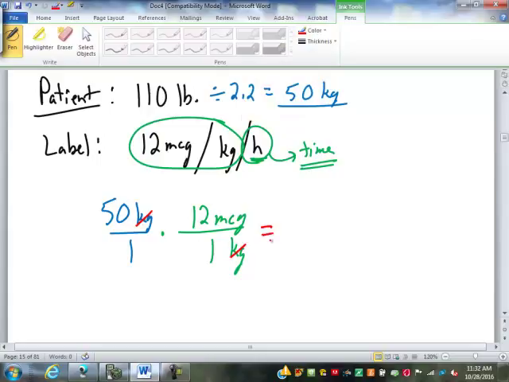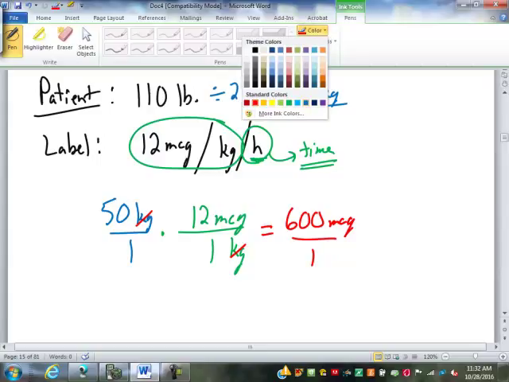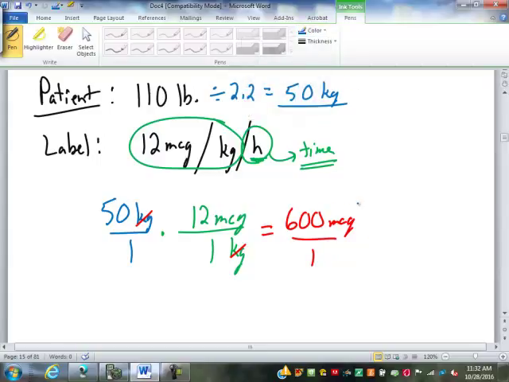Kilograms cancel out. 50 times 12 is 600 micrograms over 1 if you want to leave it that way. So that is saying 600 micrograms, back to our unit of time, per hour. Or if you want to look at it in a more familiar setting, 0.6 milligrams per hour.